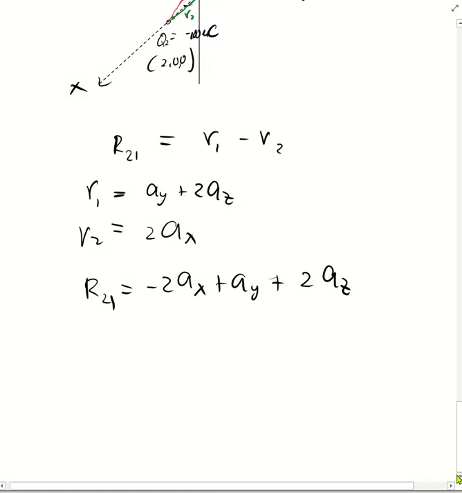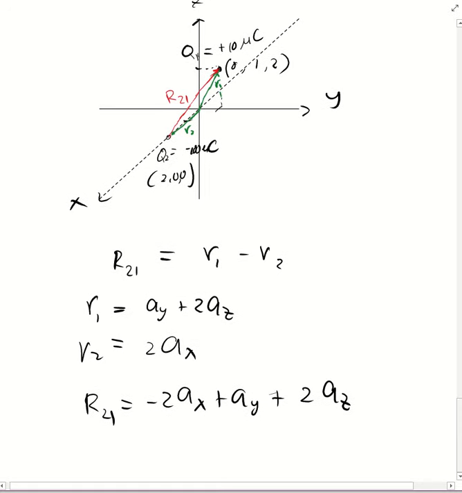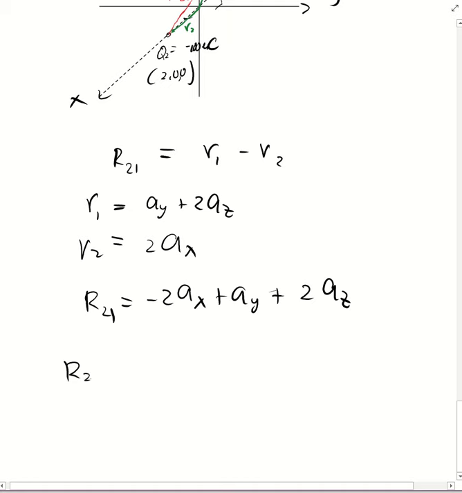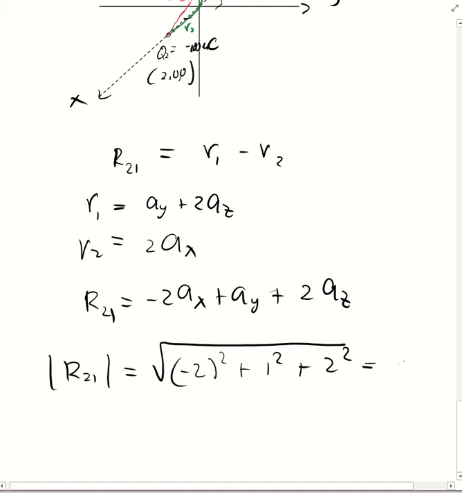And from this, we can derive the distance between the two charges. How do we determine the distance? We just take the magnitude of that vector. How do we get the magnitude? We use this formula: take all the components, square them, and then add them. So negative 2 squared plus 1 squared plus 2 squared. So the magnitude of R21 will be equal to 4 plus 4, 8, plus 1, 9. The square root of 9 is 3. 3 units or 3 meters.